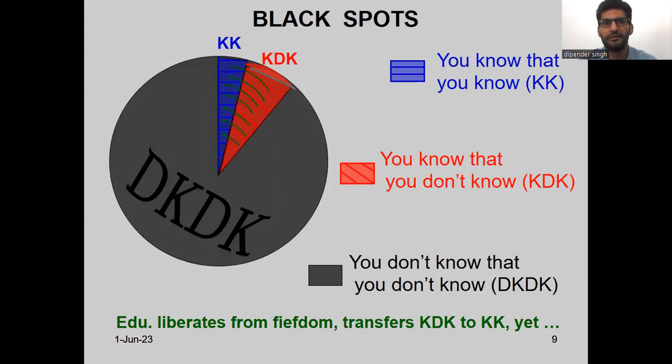Black spots: there are three black spots. One, you know that you know; two, you know that you don't know; and three, you don't know that you don't know.